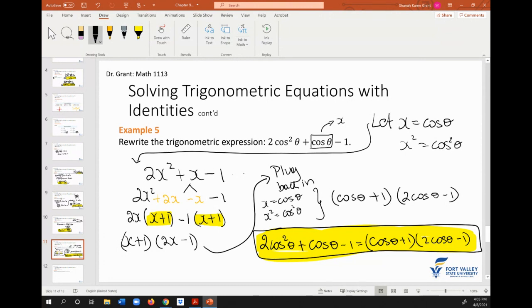Okay, so now let's look at another example. Let me make sure. Positive 2 minus 1 gives us a positive 1. 2 times negative 1 gives us a negative 2. That looks good to me. Yep. Okay.